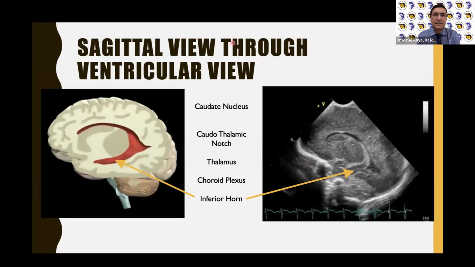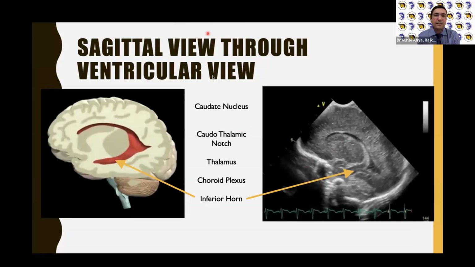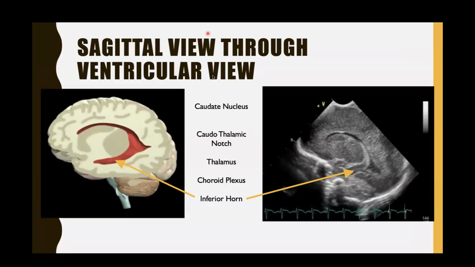Yeah, any other questions? Yes, sir. One question, normal value of RI. It's 0.52. Yeah. Then, sir, can you repeat periventricular leukomalacia?